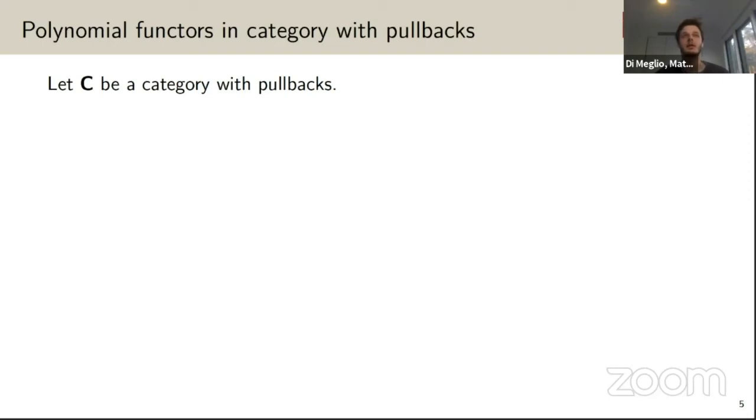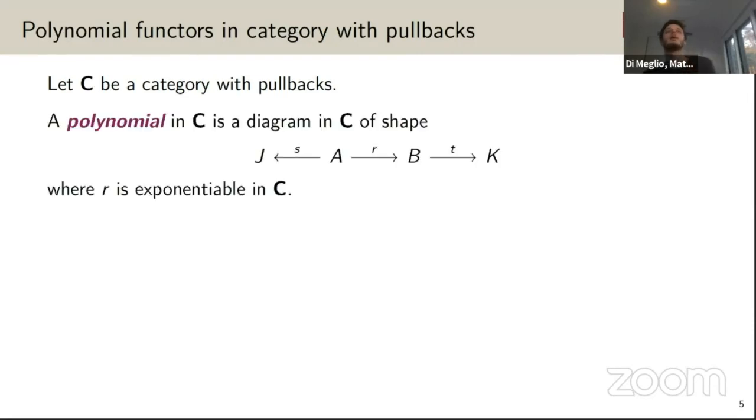So here C is a category with pullbacks. I'm going to recall the notion of polynomial functor. So first, a polynomial in C is a diagram in C of this particular shape, where we ask that this middle morphism here, R, be exponentiable. So what that means is that the pullback functor along R has a right adjoint, and that right adjoint is needed to define the associated polynomial functor.